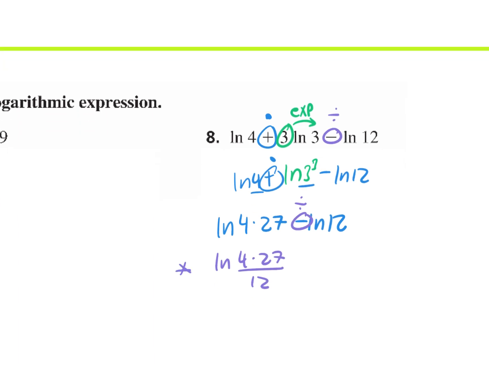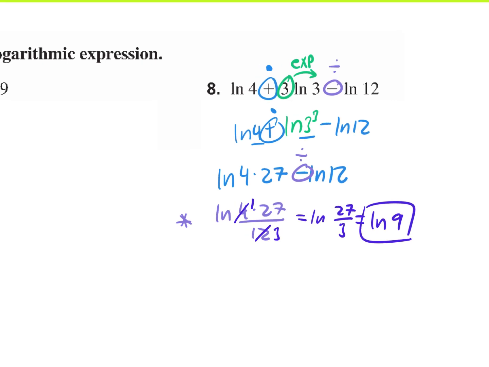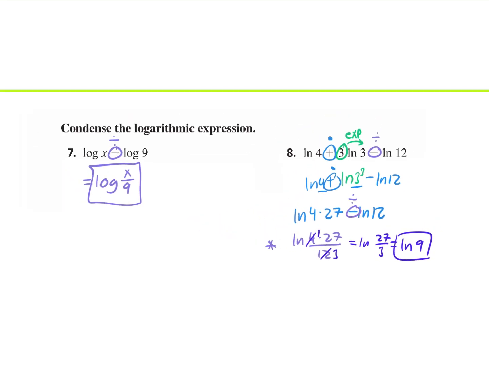And then this right here is fully condensed, but you do, of course, want to simplify whatever's on the inside. 4 and 12 are going to simplify. That becomes 1 and 3. And so we get ln of 27 over 3, and 27 over 3 is 9. So this really complicated expression that we had in the beginning really just becomes ln of 9.